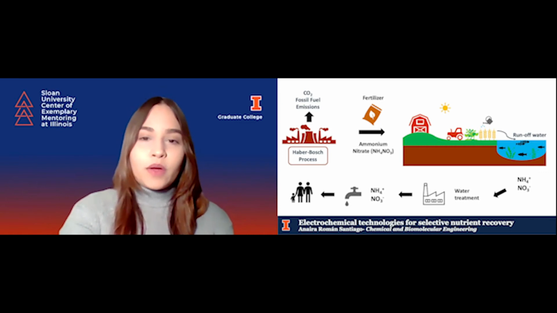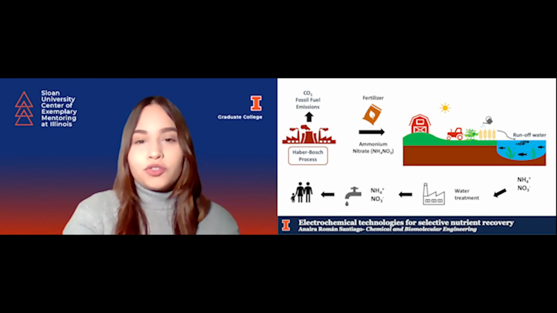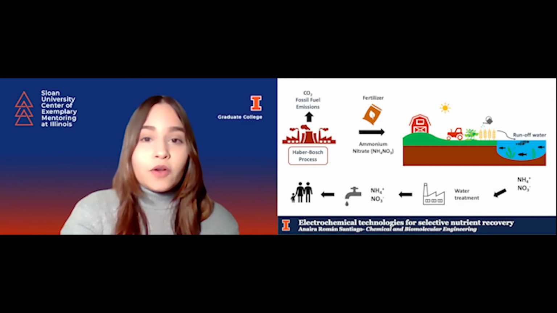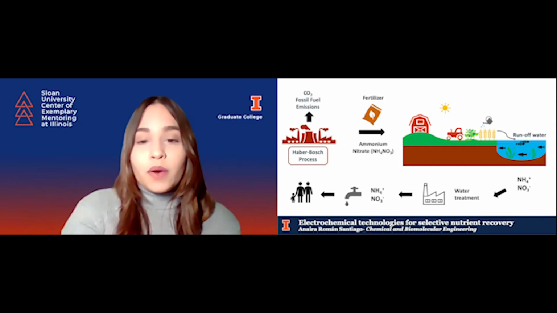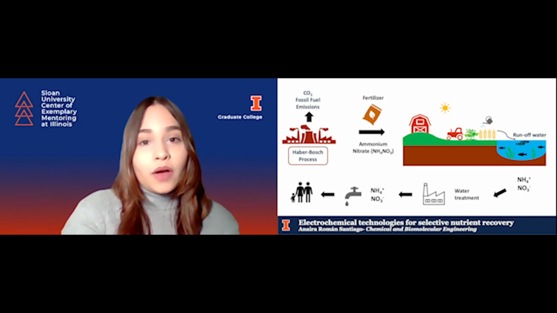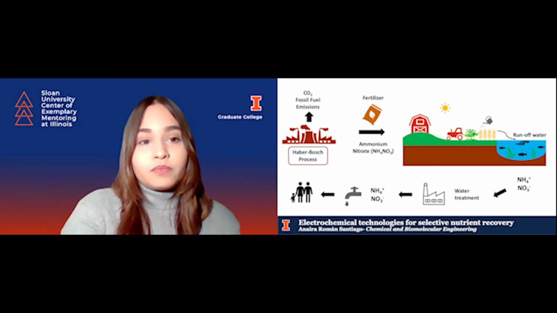Today I will be talking about my research, which I titled Electrochemical Technologies for Selective Nutrient Recovery. Now, what does this all mean? Due to the increase in global population, there has been a need for an intensified crop production process. As many of you know, this is usually done by the use of fertilizers. Now, fertilizers are mainly composed of ammonium nitrate, which is a chemical compound that has two very important nutrients for plant production.